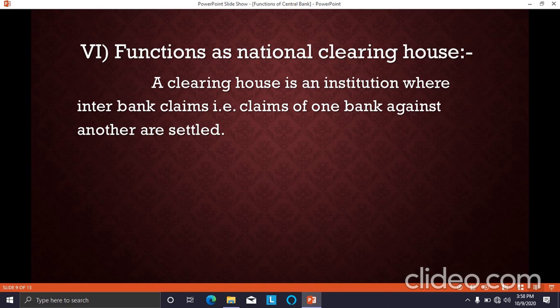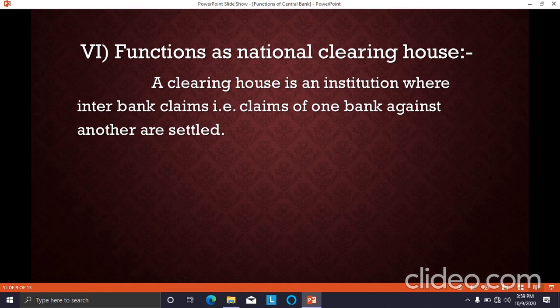Claims between two banks means, say for example, bank B is a borrower bank and A is a bank which has given money to B bank. Now B, the borrower bank, has to return that money to A bank. B bank does not have money to return. B bank is not returning that money. Both these banks A and B will have their accounts with the central bank. Through those accounts, this interbank claim can be settled.